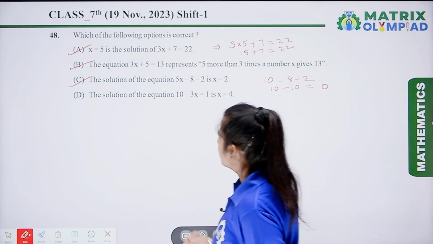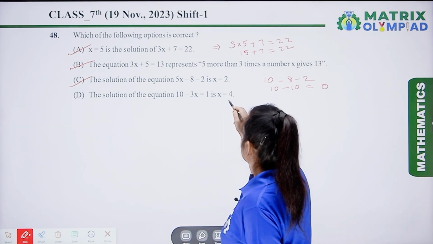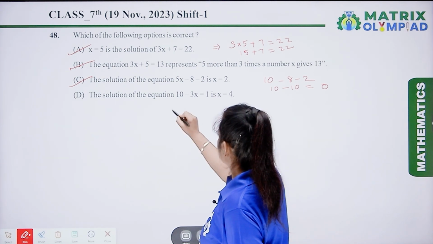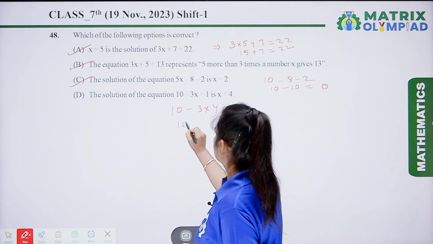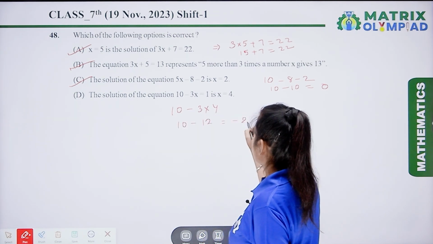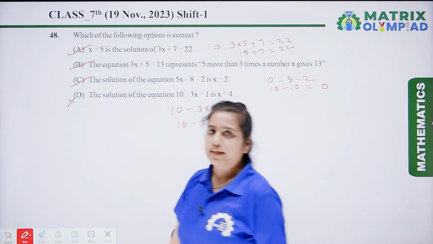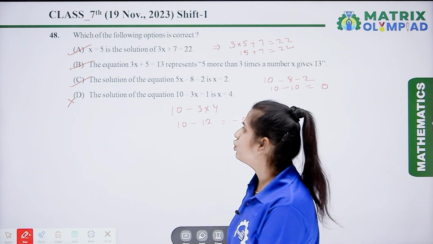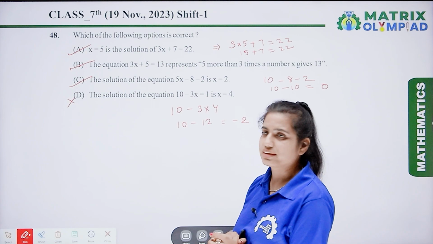Now the last statement is the solution of the equation, x equal to 4. So let's place the value. 3 multiplied by 4 is 12 and the answer is minus 2. So this statement is not correct. It means the correct answer for question number 48 is A, B and C.